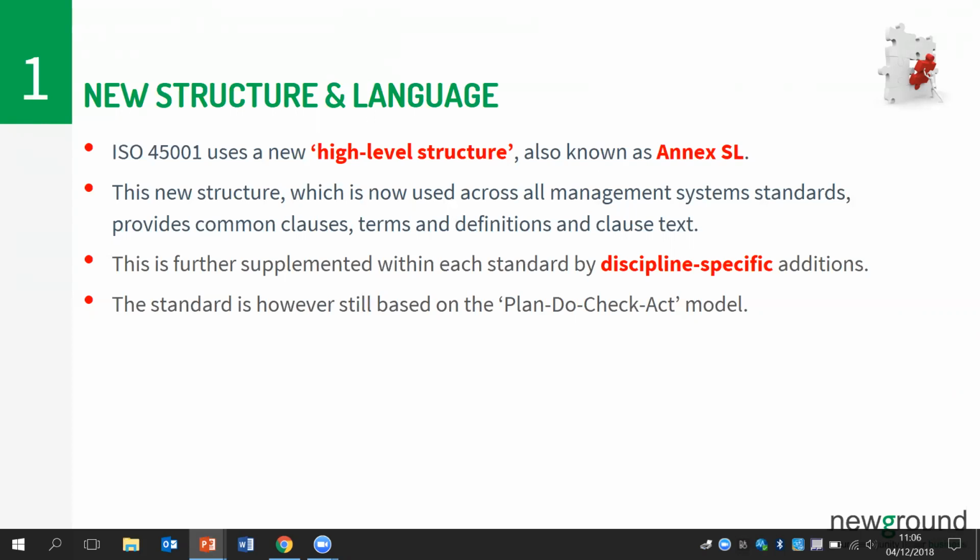It should be noted that the standard is still based on the Plan, Do, Check, Act model that you should all be familiar with, but it now uses risk-based thinking as the methodology for identifying risks and opportunities in all parts of the cycle to support you to improve performance and minimise any negative outcomes. So Plan, Do, Check, Act is still central to the standard.